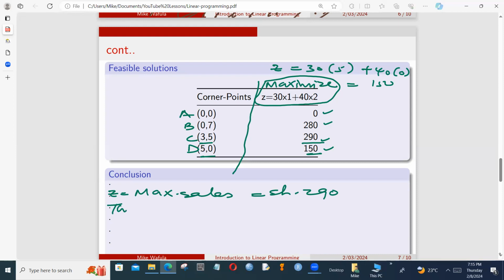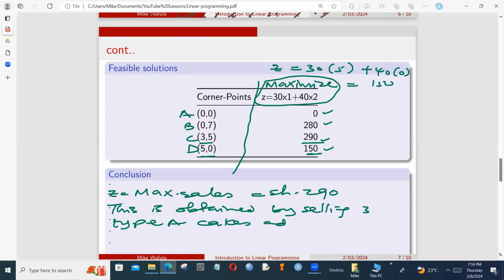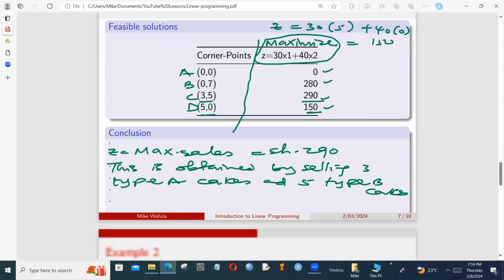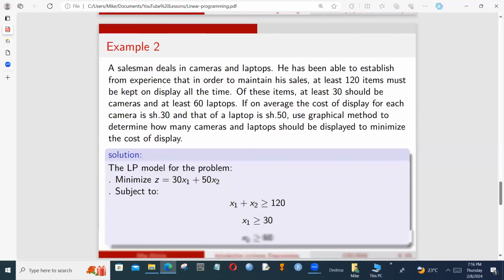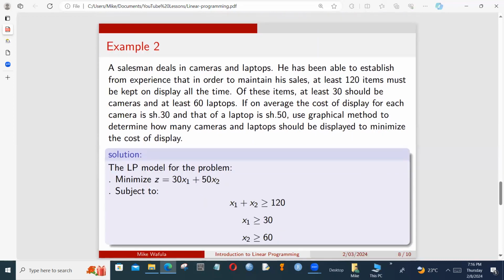So in other words, this figure is obtained by selling 3 type AX and 5 type BX. So that's what it implies. And that's how you maximize that particular problem. The second example, which is more on minimization, talks of a salesman dealing with cameras and laptops.